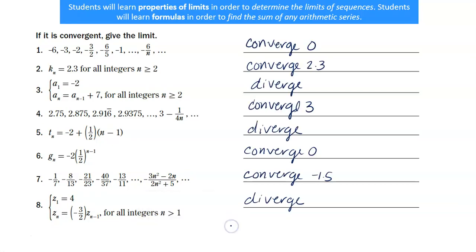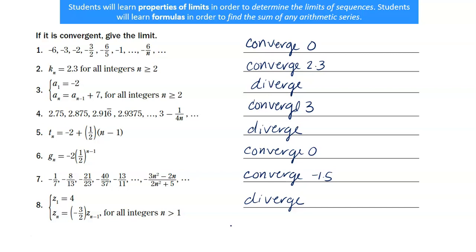So hopefully you did pause the video and you were able to come up with these answers. Now, if you're struggling with how we got these answers, stop by and see me. Text one of your friends in the class, see if they can help you. But definitely, if you're struggling, come see us.